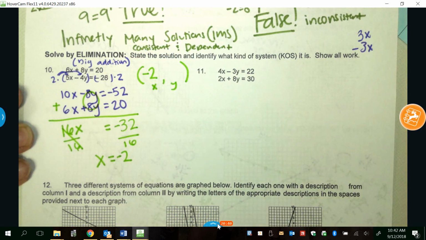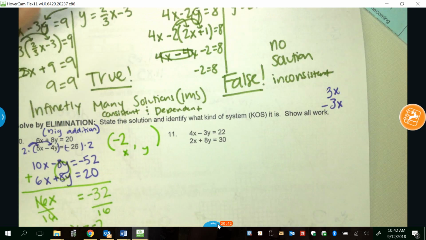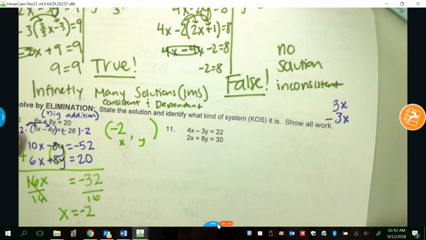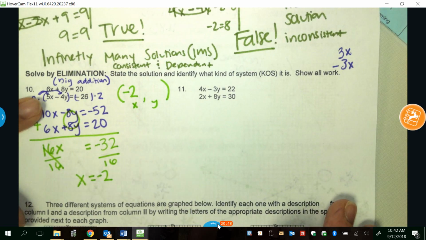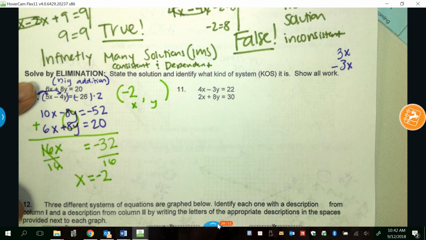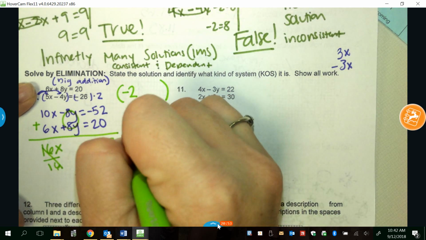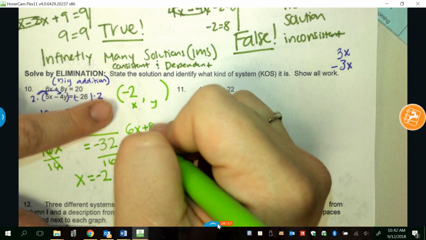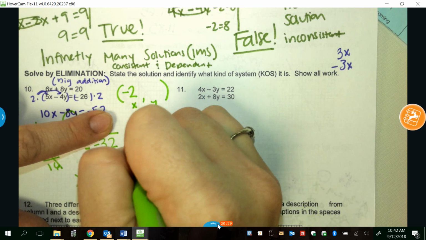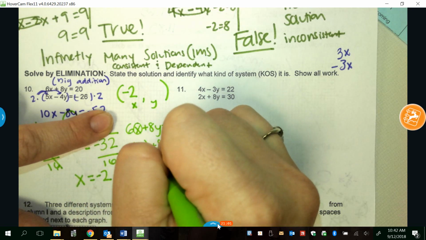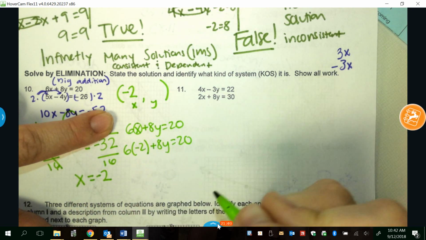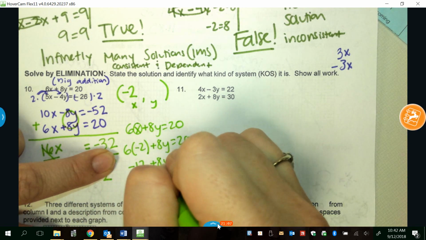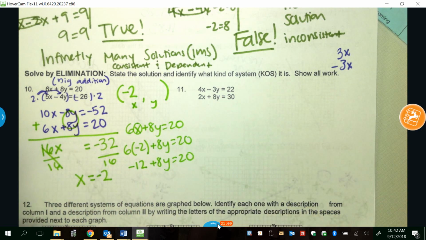Now remember, the second step here is the same as our second step from substitution. This time, we get to pick either equation. So I'm just going to pick the first one because we didn't mess with it. So I have 6x plus 8y equals 20. And I know x equals negative 2, so 6 times negative 2 plus 8y equals 20. Okay, 6 times negative 2 is negative 12, plus 8y equals 20.